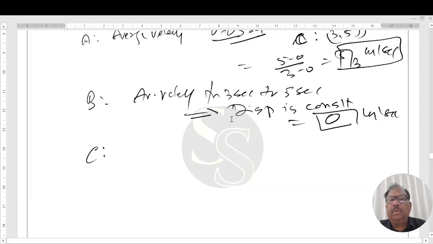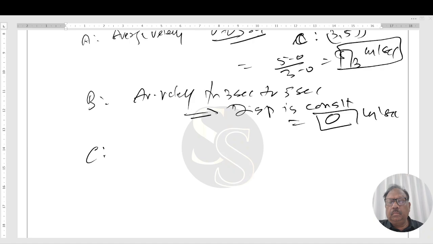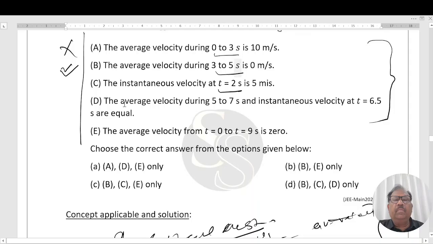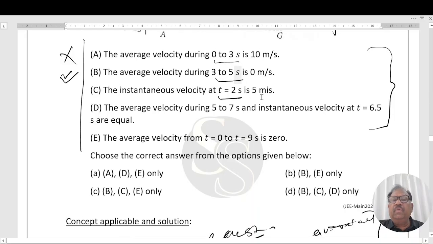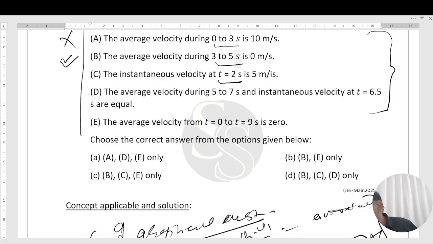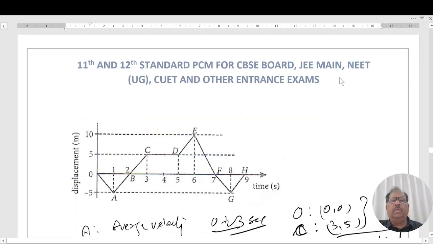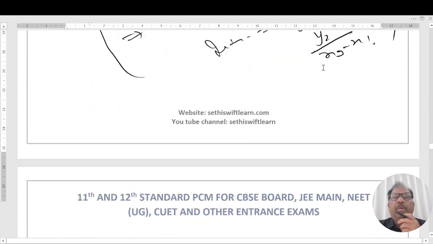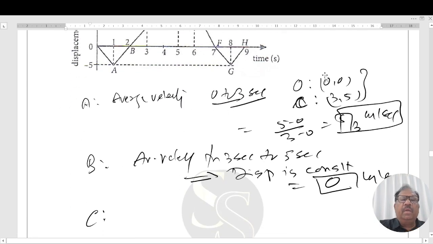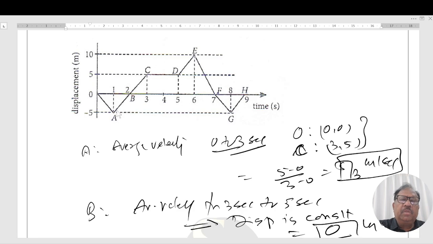In C part, we have to find the instantaneous velocity at 2 seconds, which is given as 5 meter per second. Instantaneous velocity means we have to find it at a particular instant.